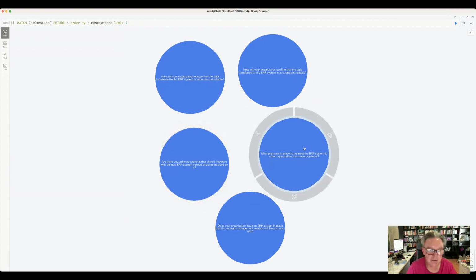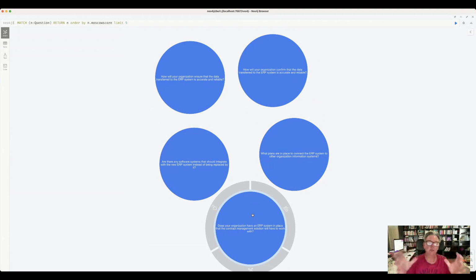What plans are in place to connect the ERP system to other organization information systems? Does your organization have an ERP system in place that the contract management solution, for example, will have to work with, but also HR solutions, finance solutions, everything that's related to that? Now, how do you connect them all? These are the 5 major questions that you need to be asking.